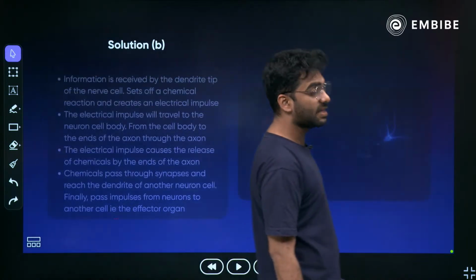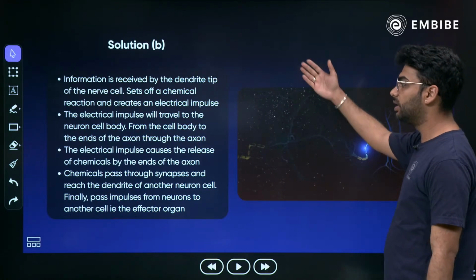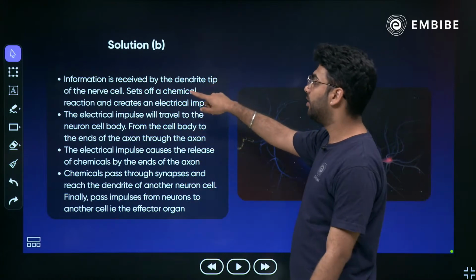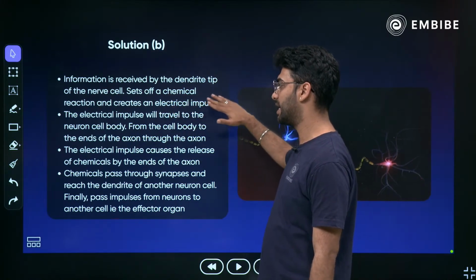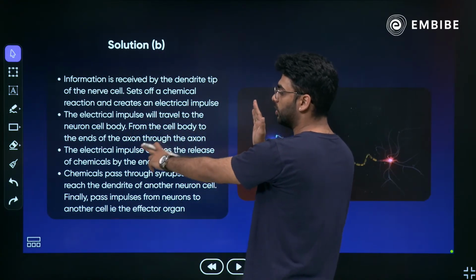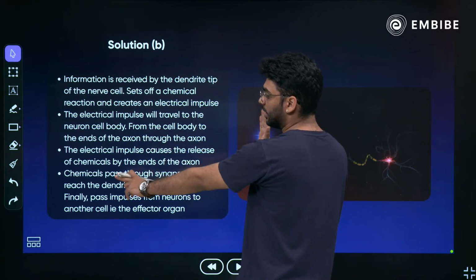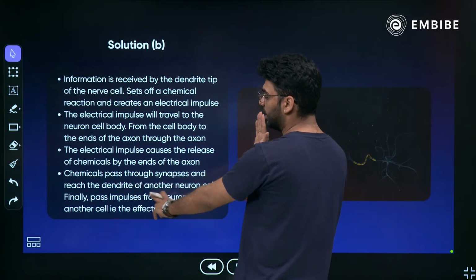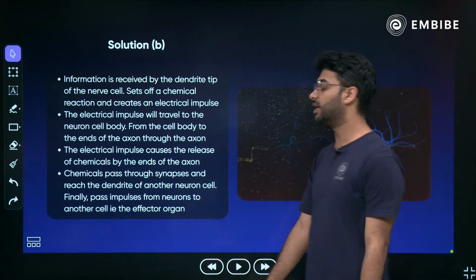Then the next one, talking about the impulse and how messages are transferred. Information is received by the dendrite tip. It sets off a chemical reaction, sets off an electrical impulse. It travels from the cell body to the ends of the axon. It causes the release of chemicals. Chemicals pass through the synapse and reach the dendrite of another neuron. Finally it passes impulses from the neuron to another cell, that is the effector organ.